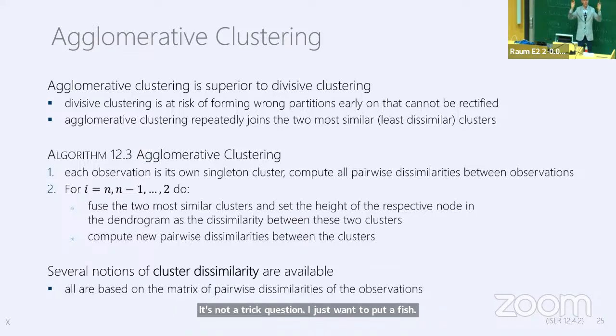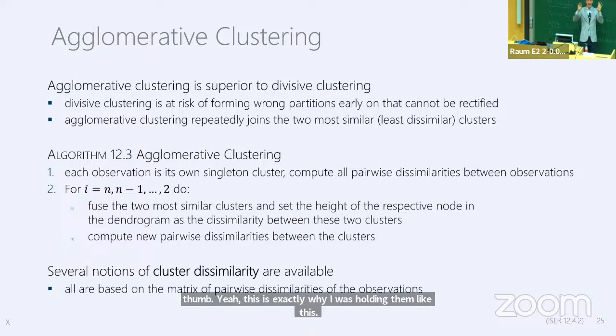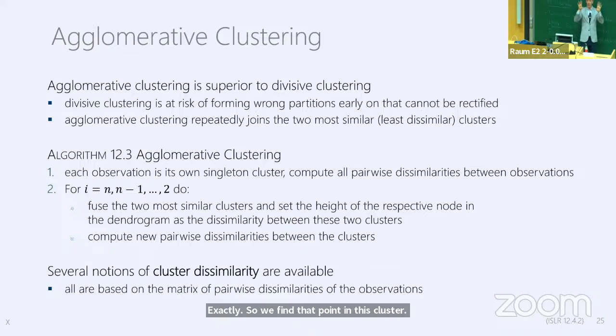The mean? Okay, yeah, that is yet another method. I'm now interested in the minimum. Yes, the distance between my thumbs. Yeah, this is exactly why I was holding them like this. Exactly. So we find the point in this cluster that, so basically this is what Ben was saying earlier, we compute the distances between all the points here to all the points there and vice versa, but that should be metric, so that's then the same. And then we take the minimum of those.